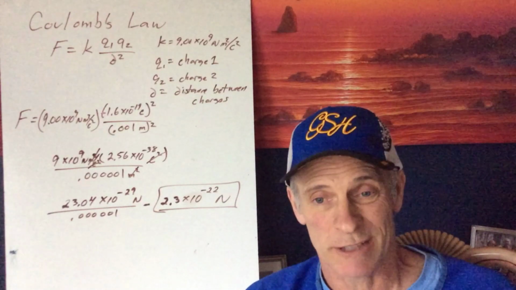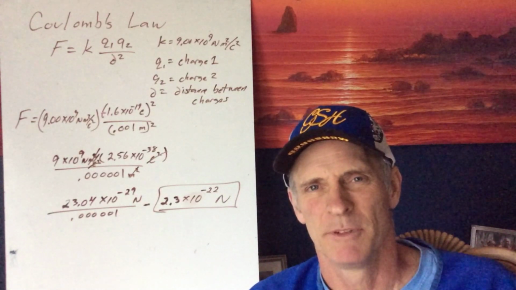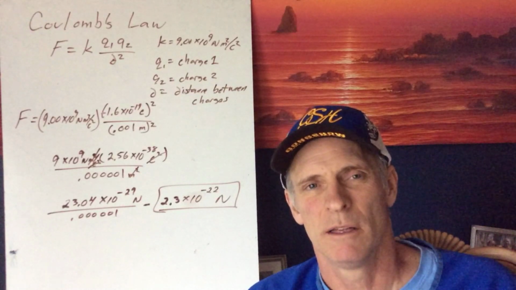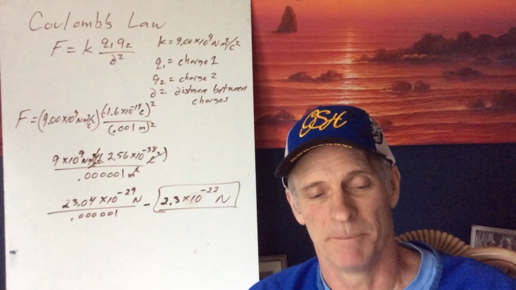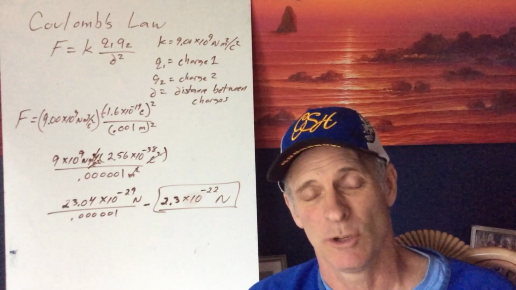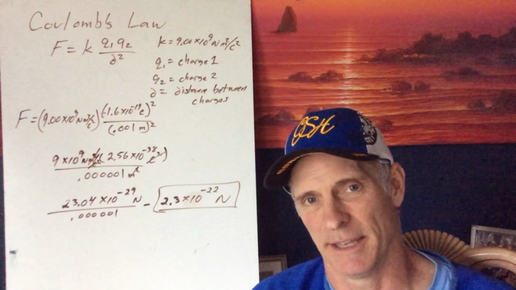Now, of course, two electrons might also be forced by other charges around, but you get the idea. We can use Coulomb's law as long as we have the charges involved and the distance between them. Now for our can, we could have actually measured the acceleration of the can and the mass of the can.